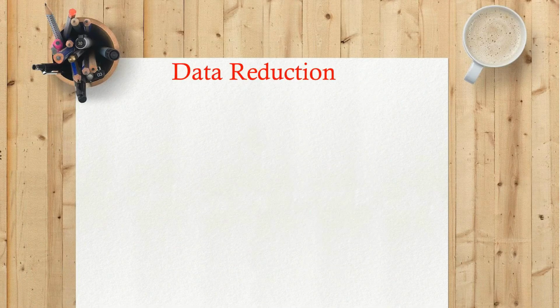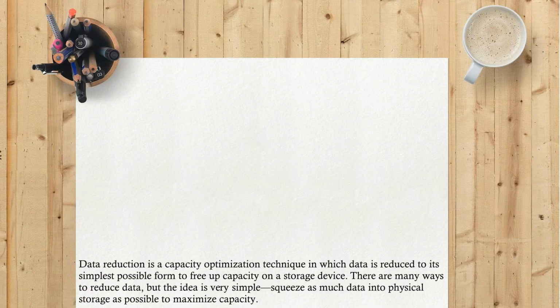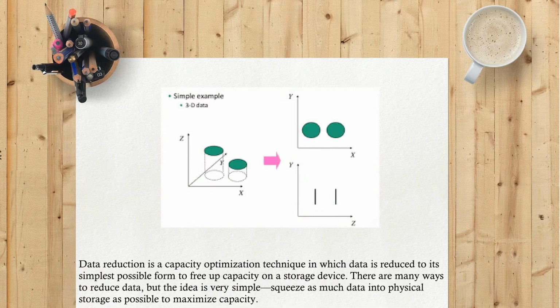Data reduction. What is data reduction? Data reduction is a capacity optimization technique, in which data is reduced to its simplest possible form, to free up capacity on a storage device. There are many ways to reduce data, but the idea is very simple: squeeze as much data into physical storage as possible, to maximize capacity.